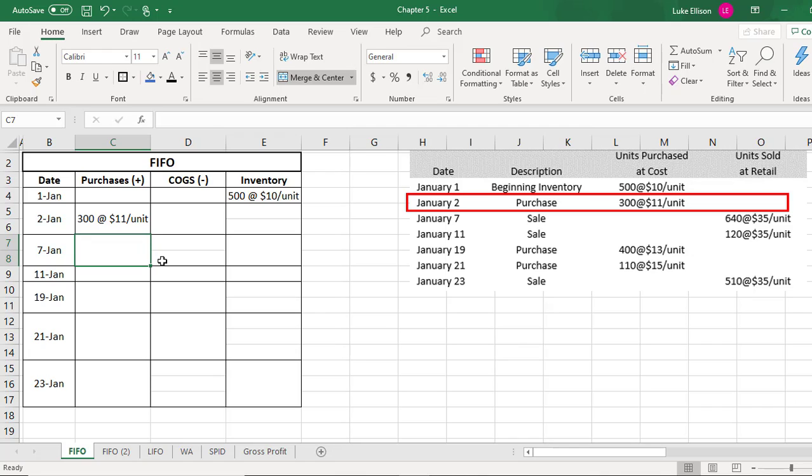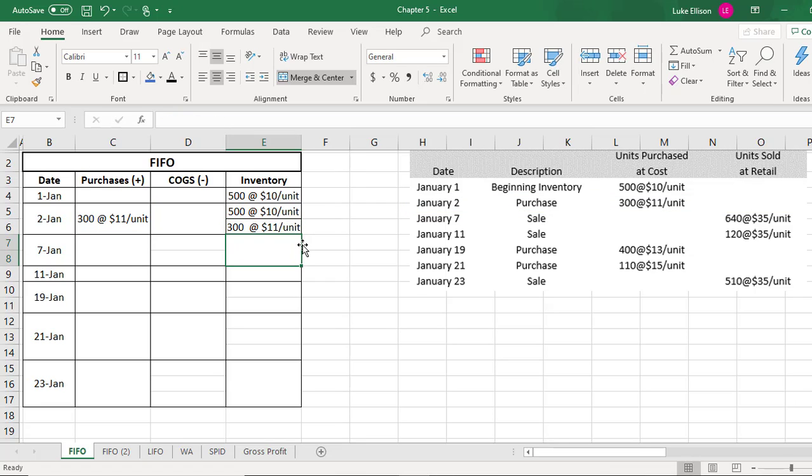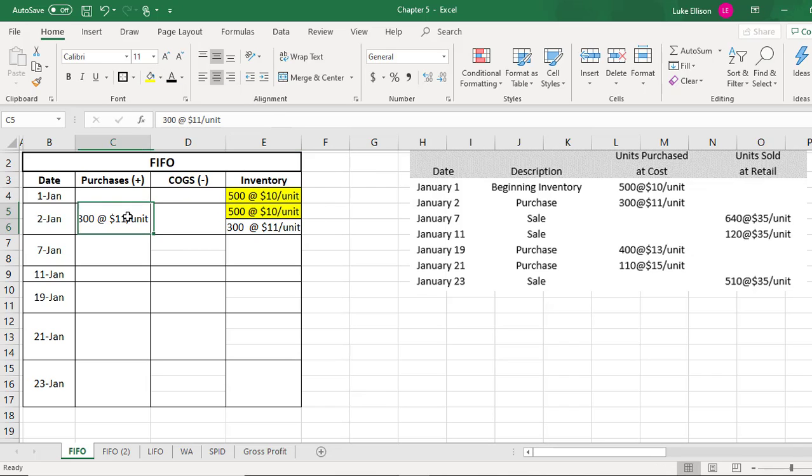On January 1st, we had 500 units at $10 each, and since there were no sales, those units are still in inventory, so we can copy them down for January 2nd. Additionally, 300 units were purchased at $11 per unit, and since purchases are plus, we add them to our inventory column. In order to make the rest of the problem easier, I'm going to highlight our chart based on inventory cost. Let's make the $10 units yellow and the $11 units green.